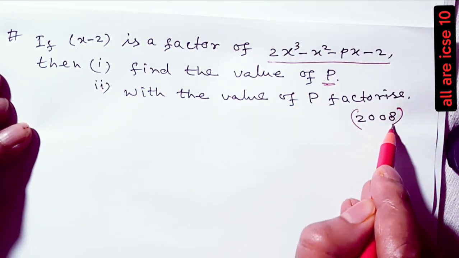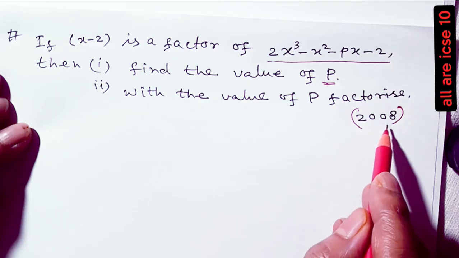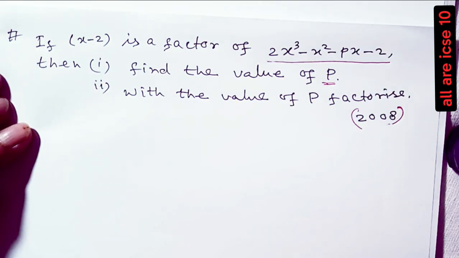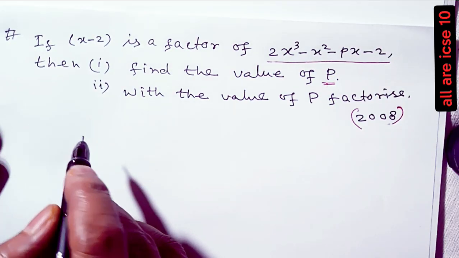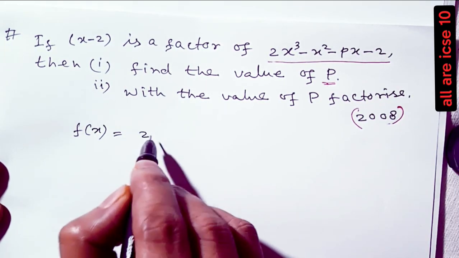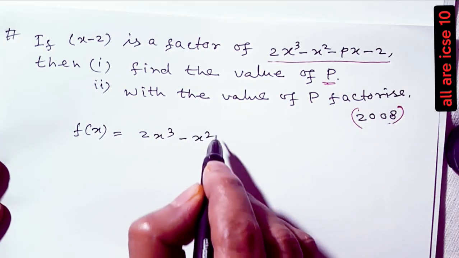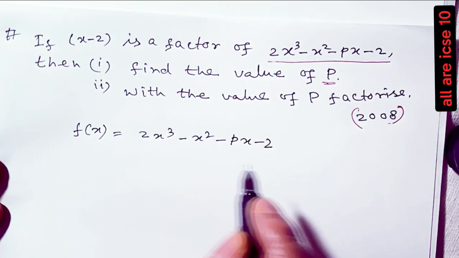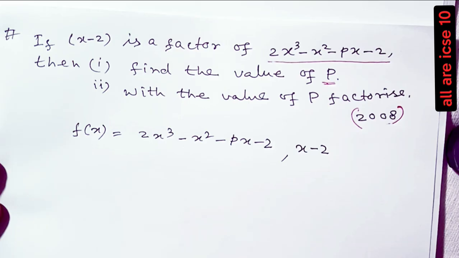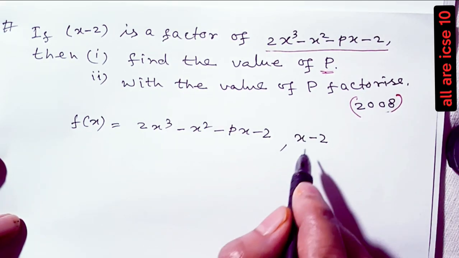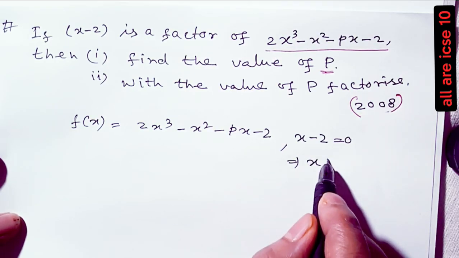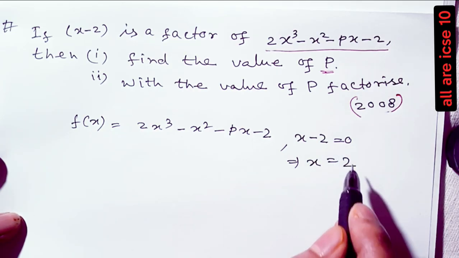This is an ICSE question, 2008. First we find the value of p. Let f(x) equal to 2x cube minus x square minus px minus 2. Now x minus 2 is a factor of the given polynomial. So from here we put the value of x. First we find the value of x equal to 2.